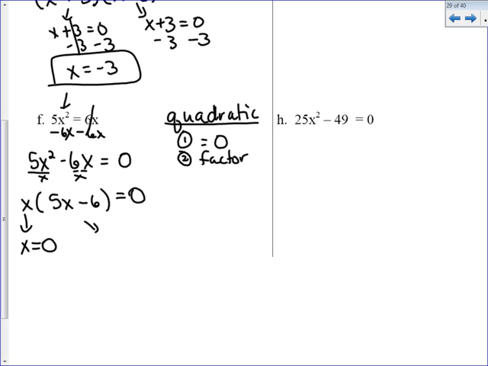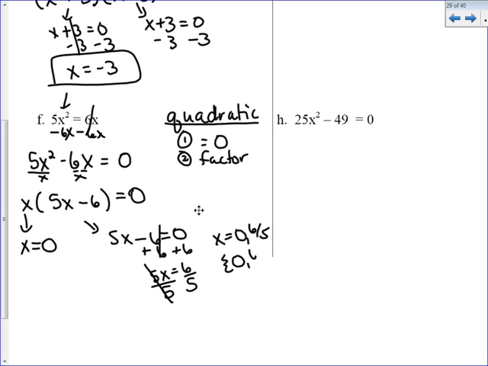My second solution is going to come from this 5x minus 6 is equal to 0. That's the two-step. To get your answer, the first step is to add the constant, so I'm going to add the 6. So I get 5x equals 6, and then divide both sides by 5. So I get x equals 0, there's 6/5. Or if you're doing your sets, 0, 6/5. So every type of factoring can come in here.